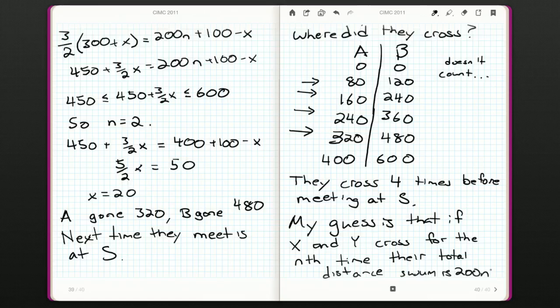So, how would I go about proving that on their nth time crossing, their total distance swum is 200N? Well, we might want to try assigning some speeds to these guys, SX and SY. That is certainly something we could do. If they've swum 200N, so we're really asking two things. If it's their nth time, show it's 200N. If it's 200N, show that that's their nth time crossing.